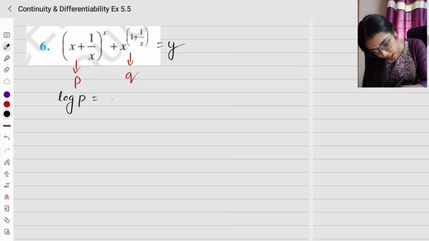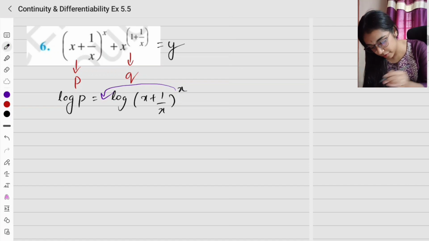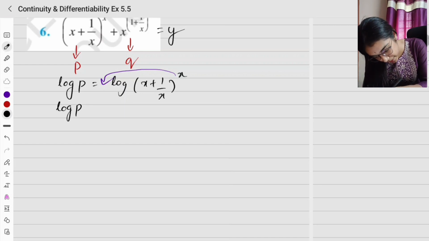So log p is going to be log of x plus 1 by x to the power x. So the power x is going to come to the front. The x that is on the power is going to come to the front. So what will I have? Taking log p equals x times log of x plus 1 divided by x.